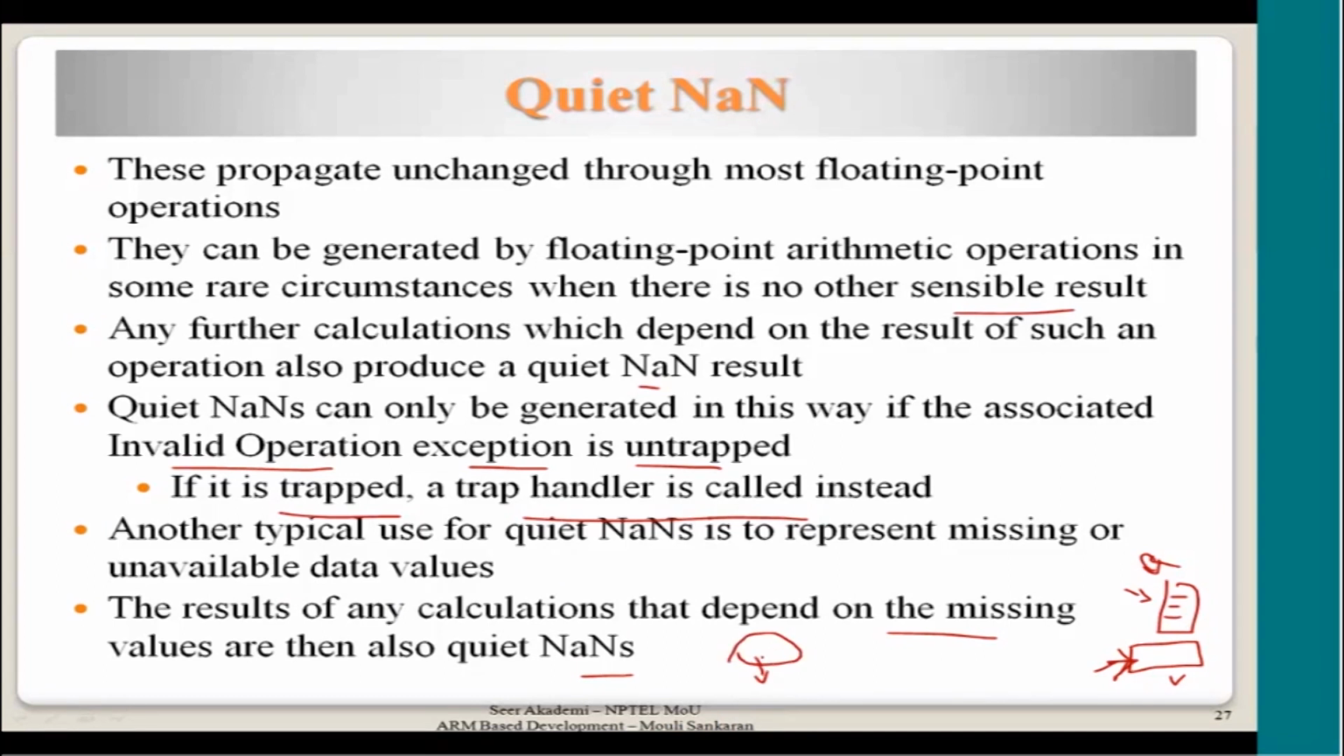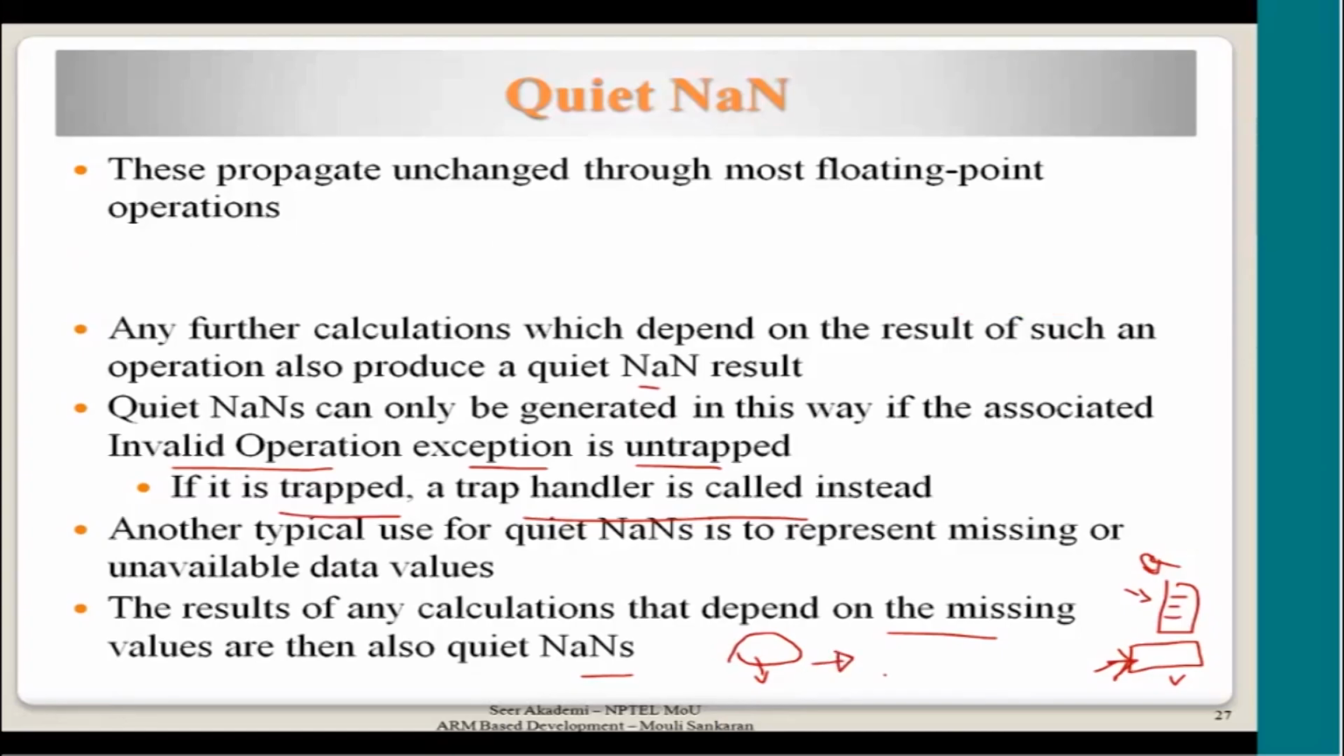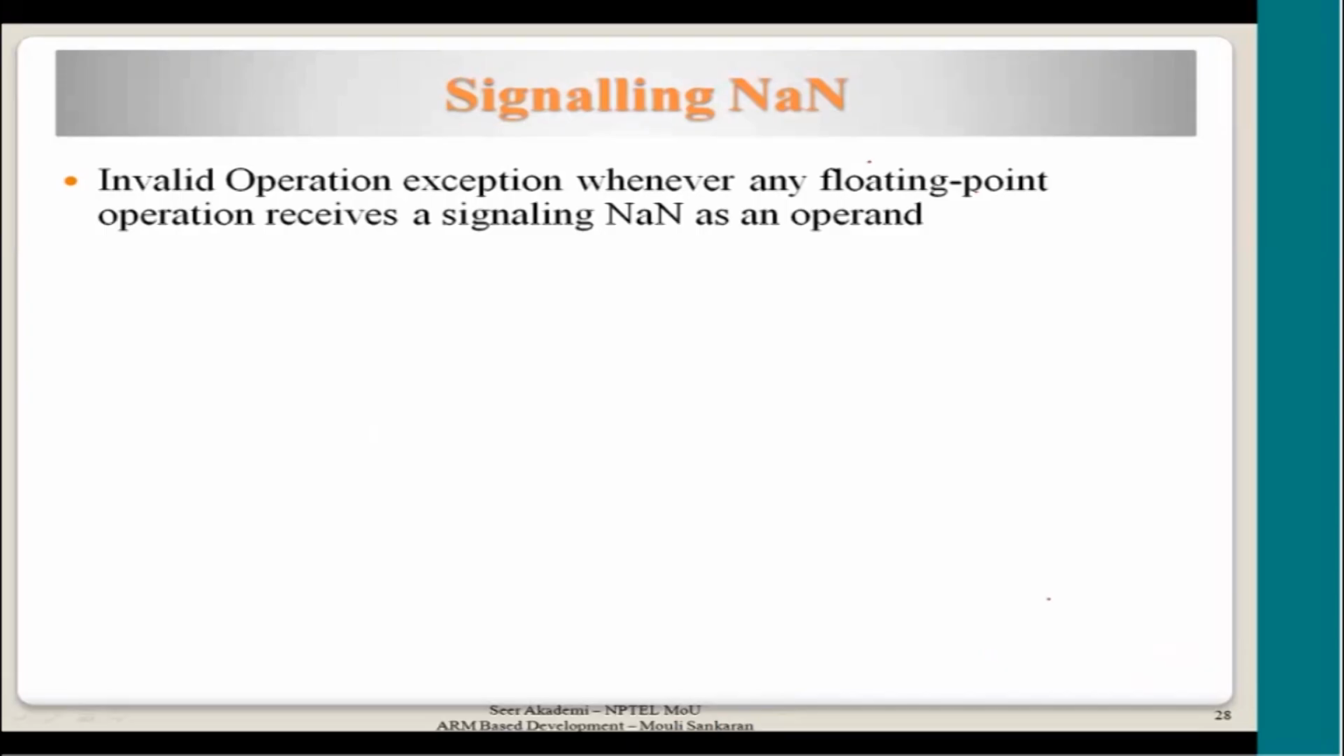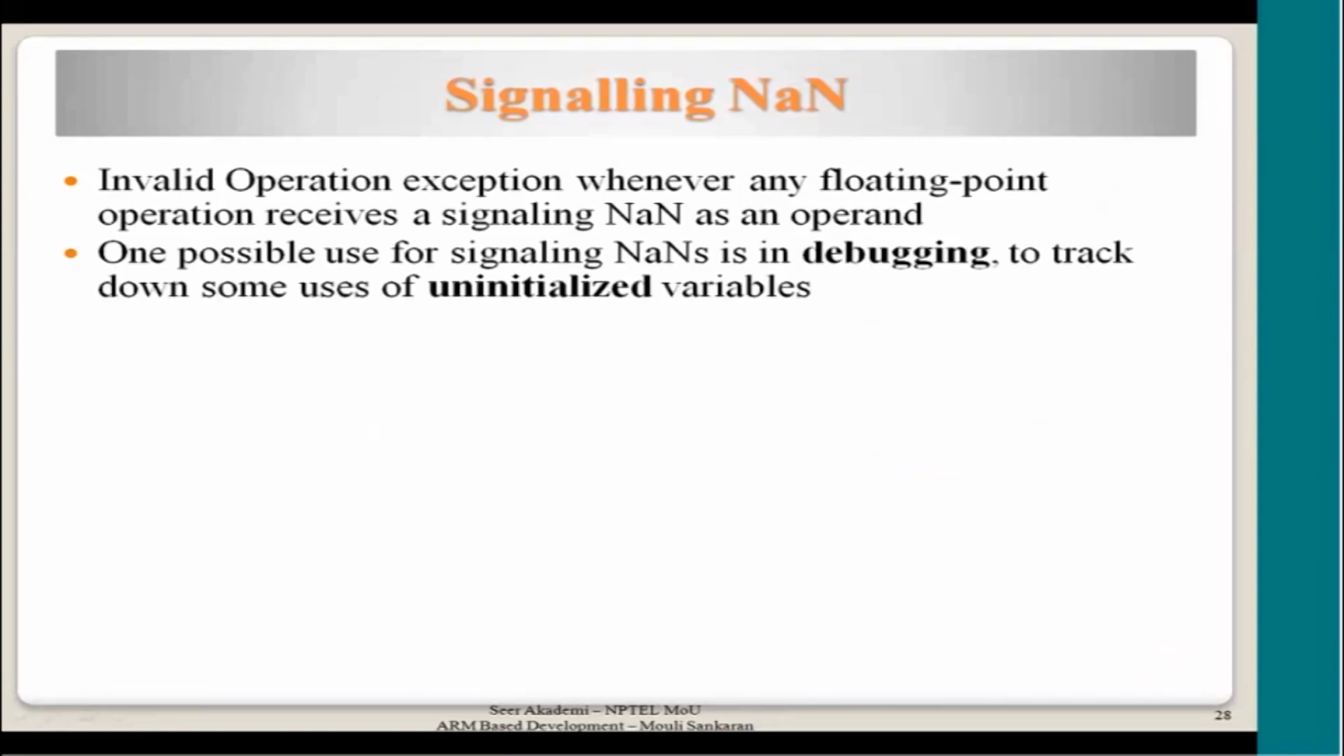The quiet NaN representation is used to internally propagate that value into the computation. Signaling NaN is used for the invalid operation exception, whenever any floating point operation receives a signaling NaN. So this signaling NaN is used for creating an exception. When floating point creates an exception, the ARM will have an undefined instruction exception, which will take it to the exception handler specific to the floating point operation, and then it will carry on with what is to be done.